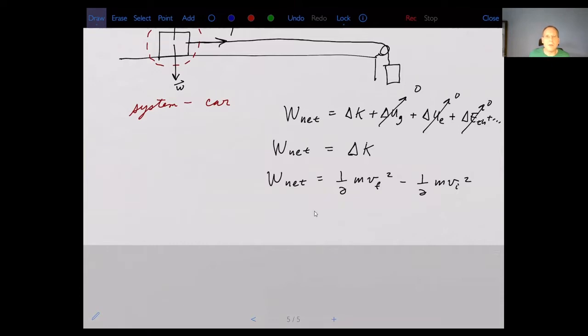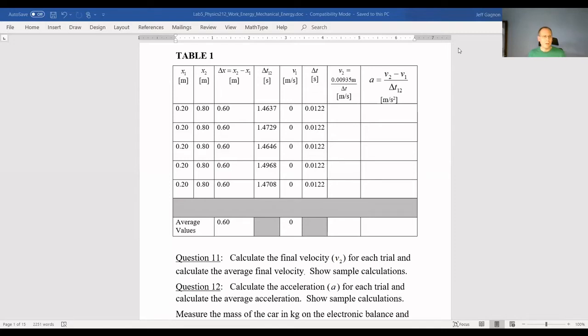Okay, so let me go back to the handout. If you look at the tables, this is the main data table for this part. There are 5 trials here. In every trial, the car started at 0.2 meters and ended at 0.8 meters. So its displacement was simply the final position minus the initial, x2 minus x1, which is 0.6 meters. This delta T12 is the total time it took to travel that 0.6 meters.